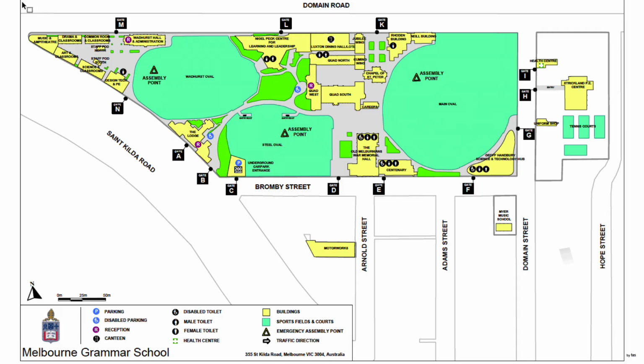This is Melbourne Grammar, showing the assembly points for each key precinct in the school. All the gates are also shown. You can see those as symbols and letters. And it also shows the location for parking, the reception area here, first aid, toilets, disabled parking, food outlets, etc. So let's go into the AssetWhere system now and have a look.